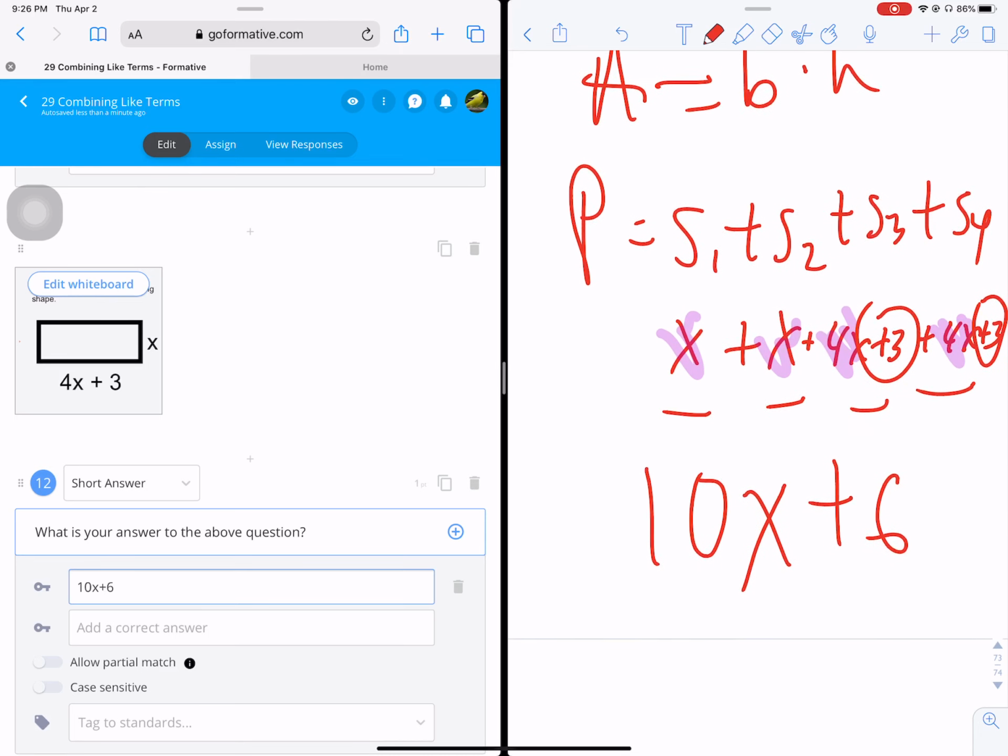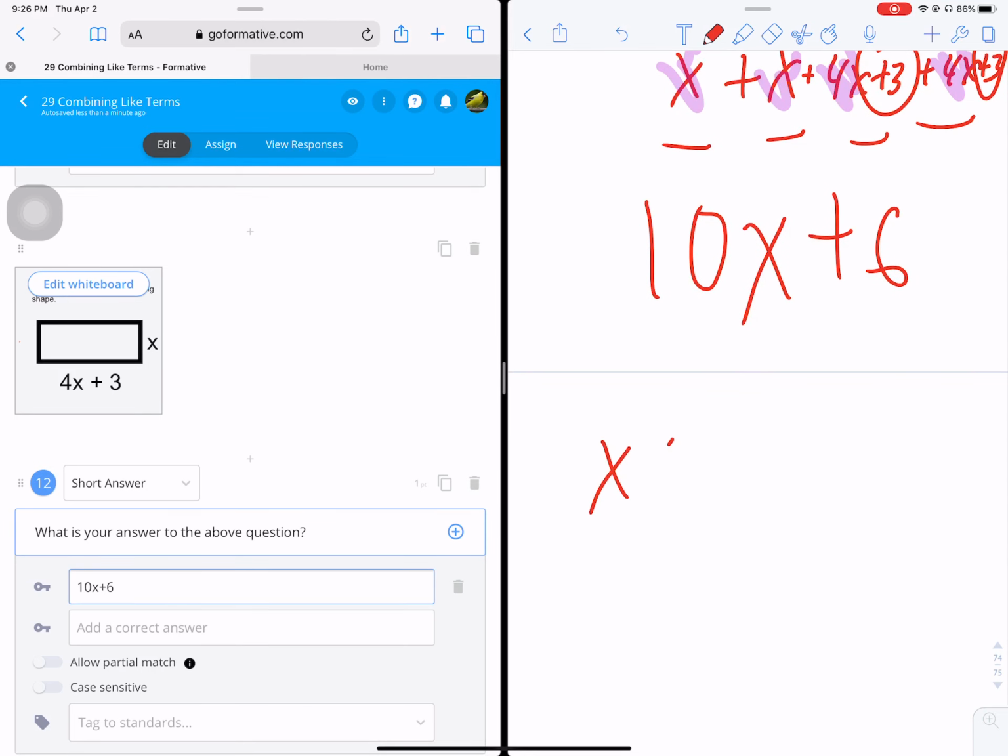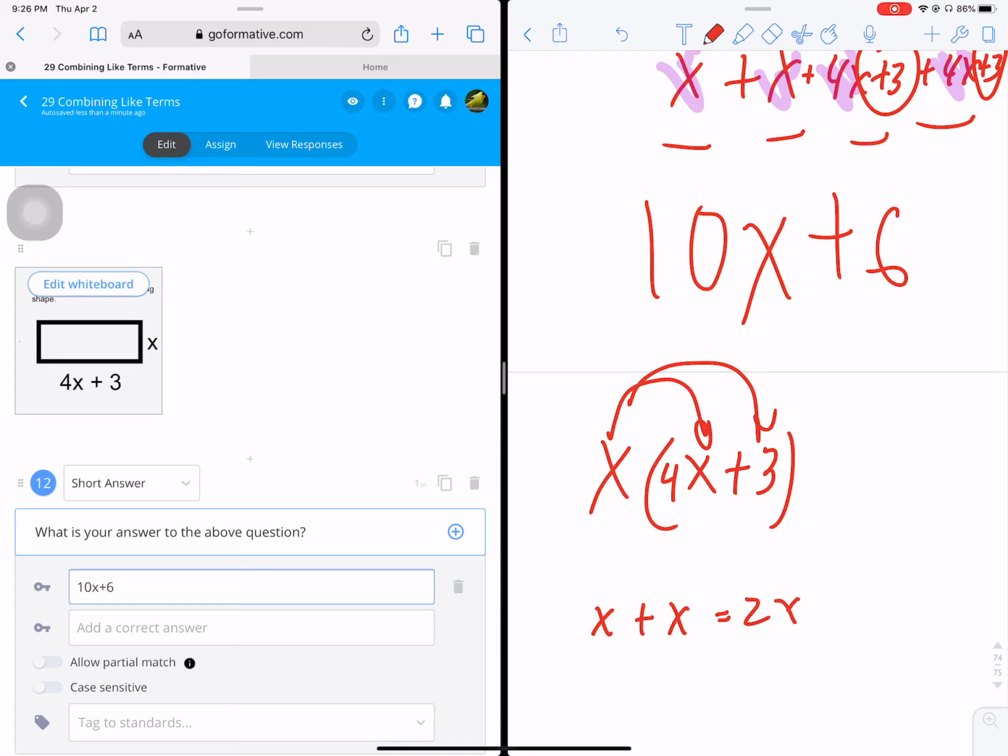The area is just base times height. You're just taking the two things and distributing them into each other. So that times that and that times that. X times 4x. This goes back to the conversation we had about if we know x plus x equals 2x, what is x times x? It's not 2x.